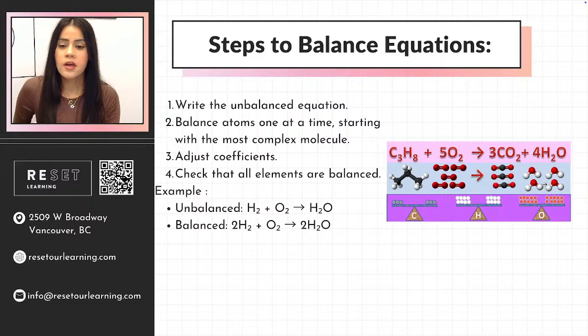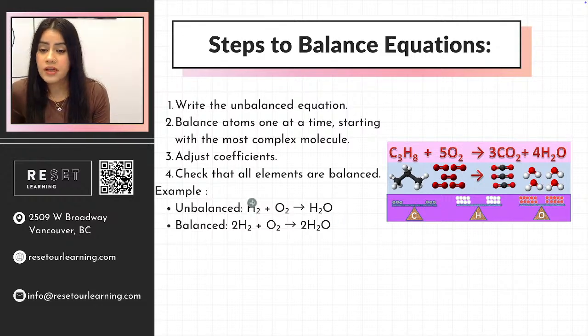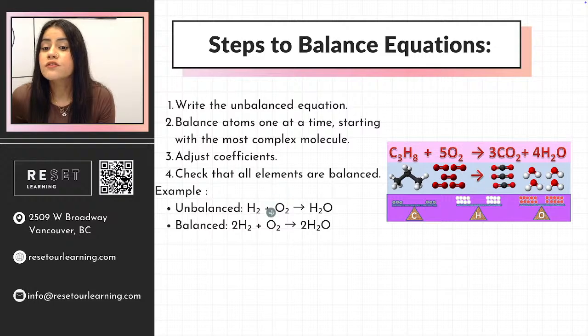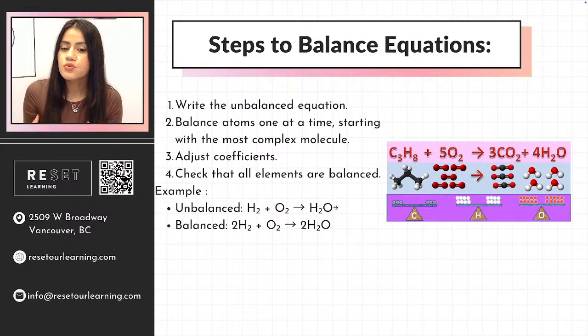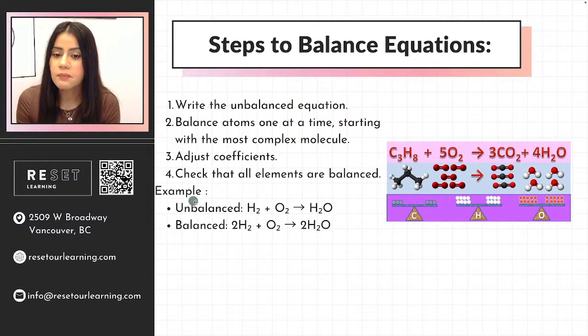So if I look at an example right here, we have hydrogen and oxygen, which makes water. We have 2 hydrogens on my reactant side, and we have 2 oxygens on my reactant side as well. But if I look at my product, I have 2 hydrogen, which is great. That means my hydrogen are balanced, but my oxygen is not balanced, right? We only have 1 oxygen here. So we will have to do some work here to make sure that both sides are equally balanced.